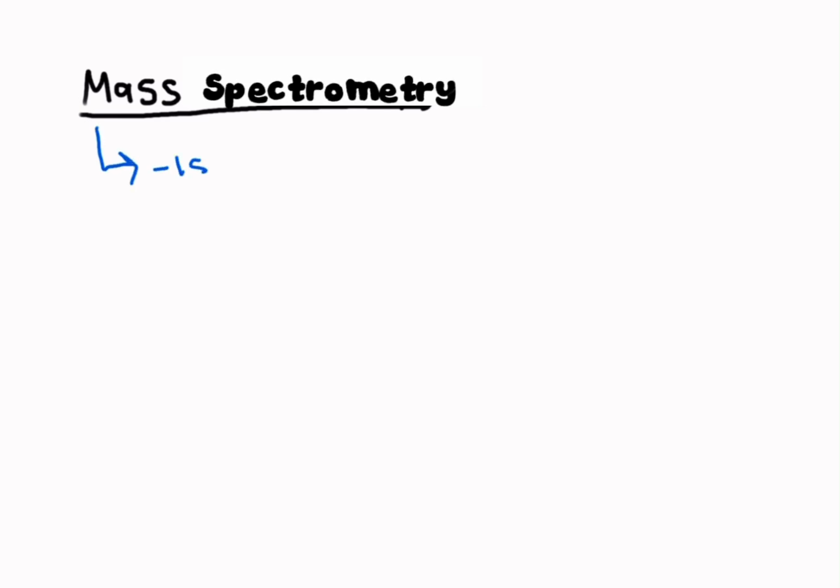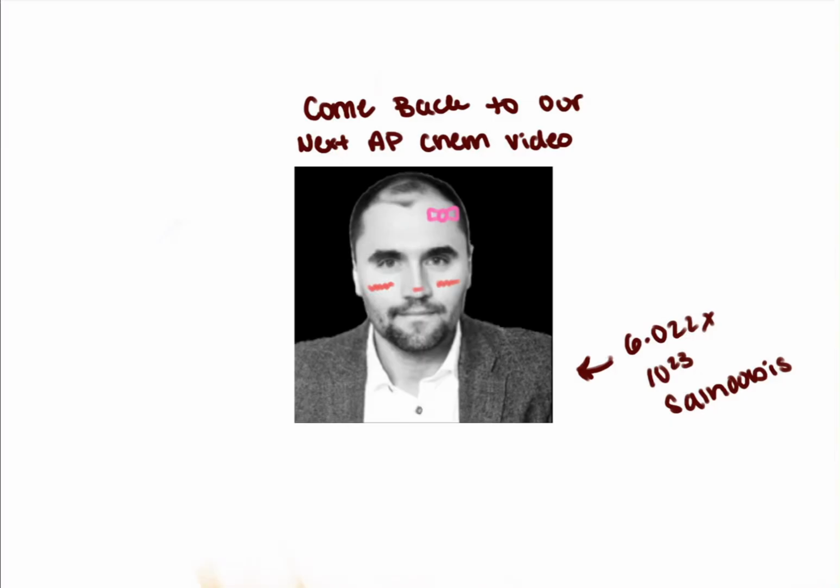So, mass spectrometry shows us isotopes. Isotopes explain why atomic mass isn't a whole number, and the periodic table pulls it all together. In the next video, we'll talk about pure substances, the law of definite proportions, and how to find empirical formulas.